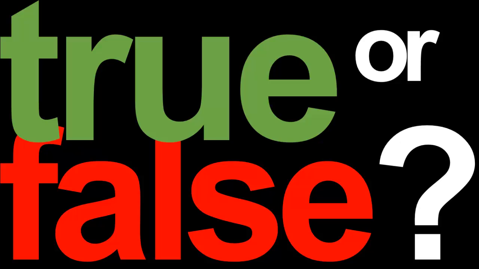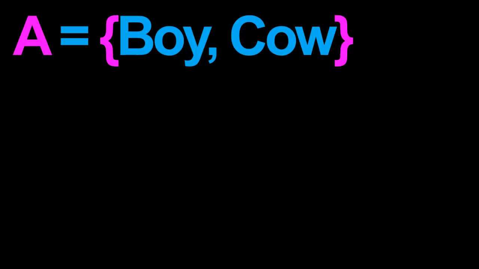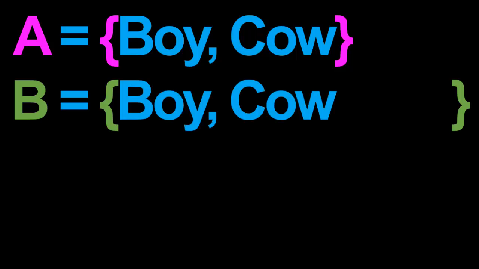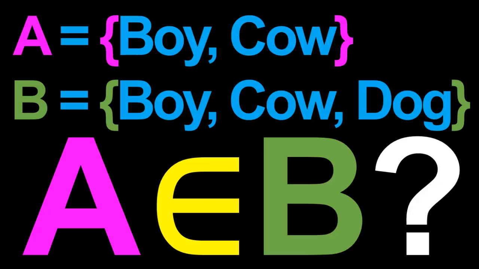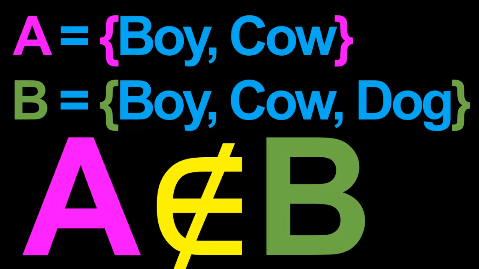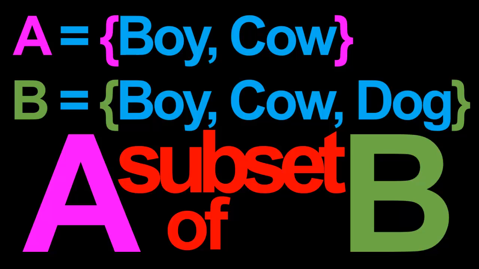Here's a true-false question. Suppose that as before, the set A consists of boy and cow, and now we introduce another set called B, which consists of boy, cow, and dog. Question, is the set A an element of the set B? No, by the way, means no. A is not an element of the set B. Instead, we shall say that A is a subset of the set B.